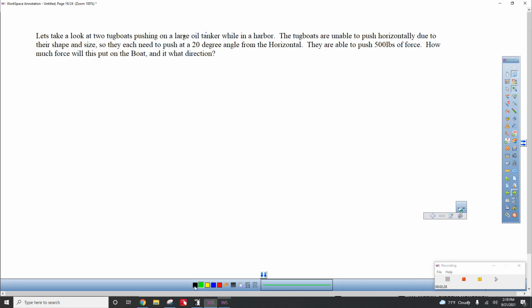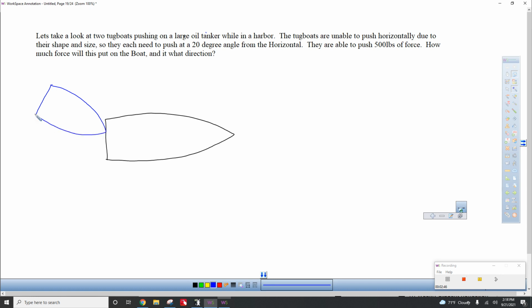You got this big old tanker boat, and it's being pushed by two smaller but stronger tugboats. Notice the tugboats can't push it in the perfect or the optimal direction, because they would hit each other. So they have to be at a 20-degree angle. So we'll call this tugboat 1. And this will be tugboat 2. Both of these have 500 pounds of force.